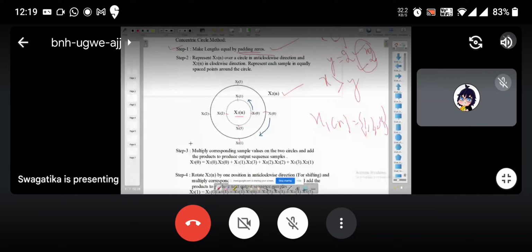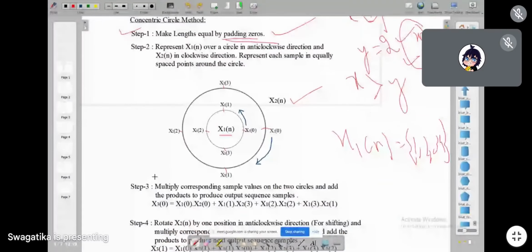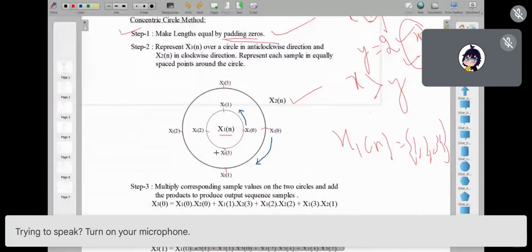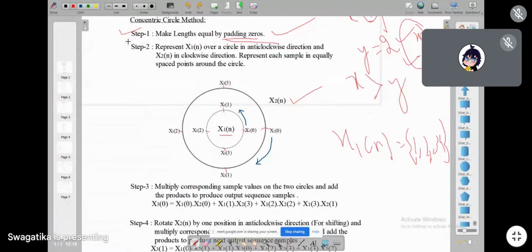Yes, ma'am. Yes, after padding, because this is step number 1. Zero padding is your step number 1. Make lengths equal by padding 0. Okay, that is your most important point. Then only you will start your calculation.